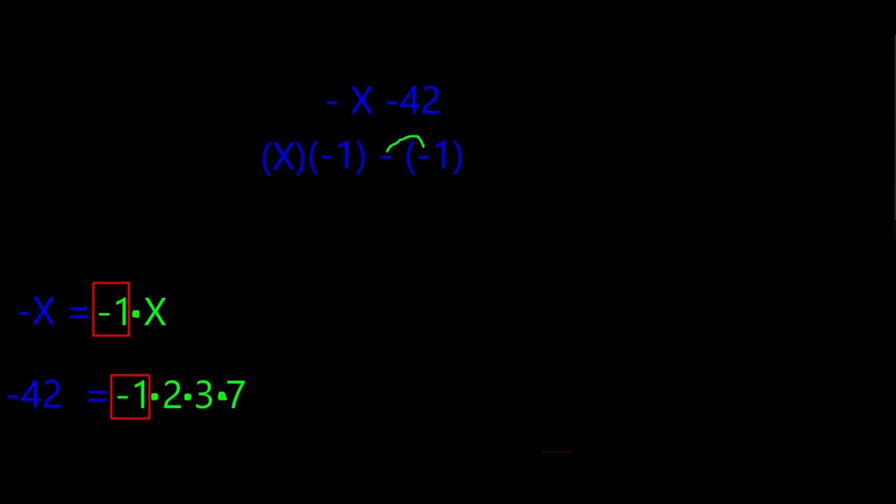Two minus signs gives a plus. We will need to change the sign in the middle to a plus sign, but we have to make sure the GCF, which is minus 1, remains a minus 1. We only can multiply 42 by minus 1 to get minus 42. We write x plus 42 between brackets and write the minus 1 outside.